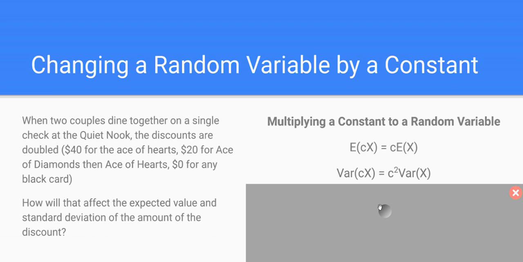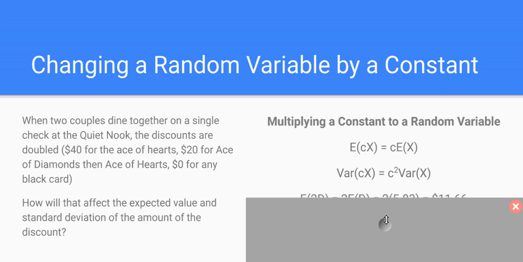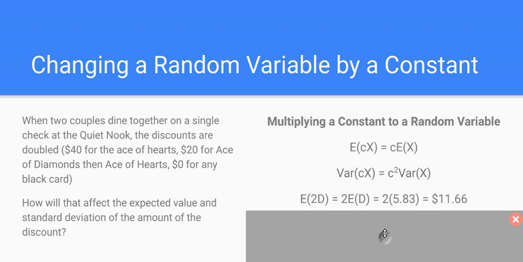That's how it will affect the variance. So it will not double the variance, it will quadruple the variance. But if we keep that in mind, the standard deviation is still going to be the same. We're still going to find it the same way. We're going to find the standard deviation from the variance.